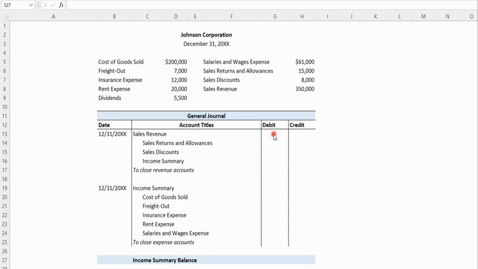Sales revenue has a normal credit balance. Therefore, we will debit it for $350,000 to close it. I will use the Excel formulas to make sure there are no typos.